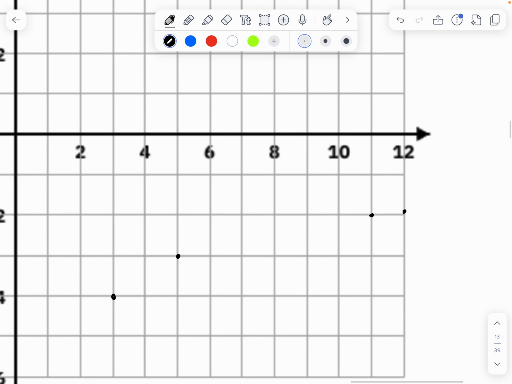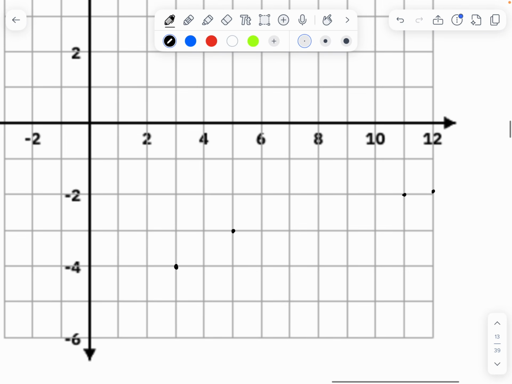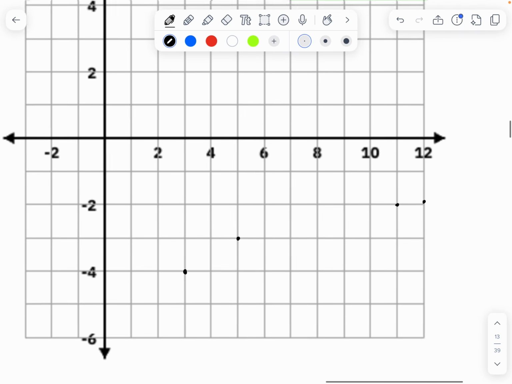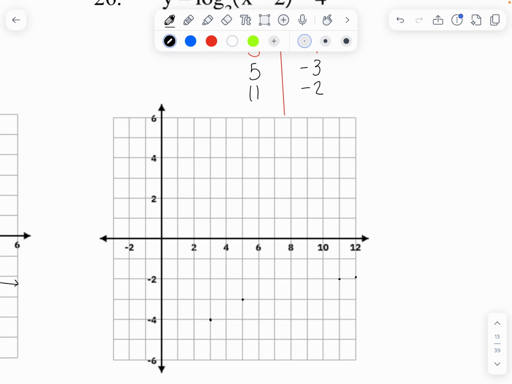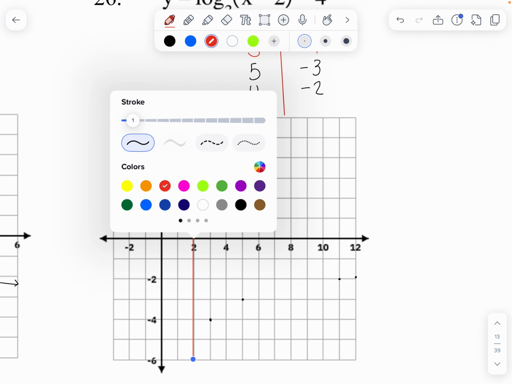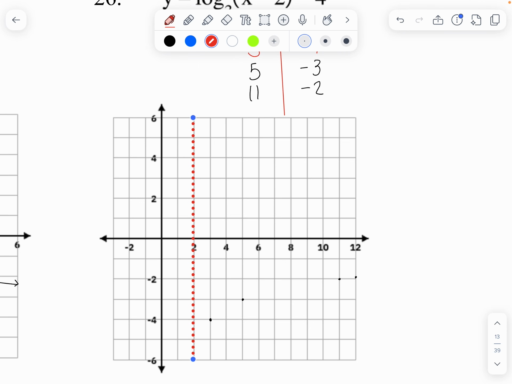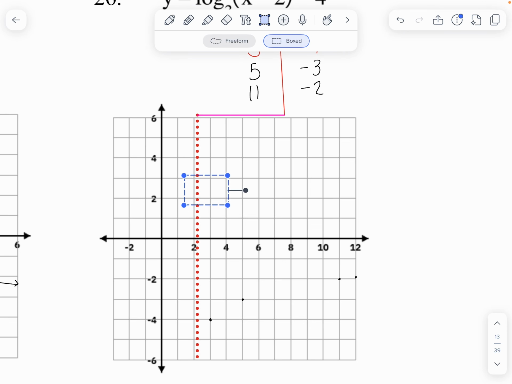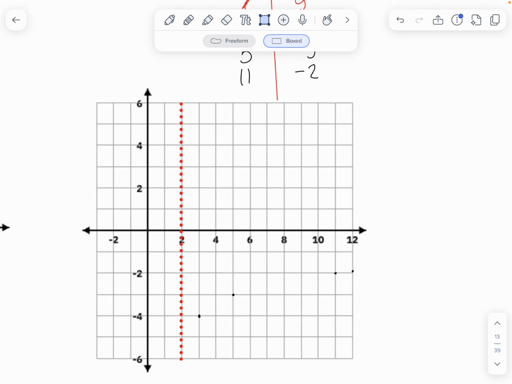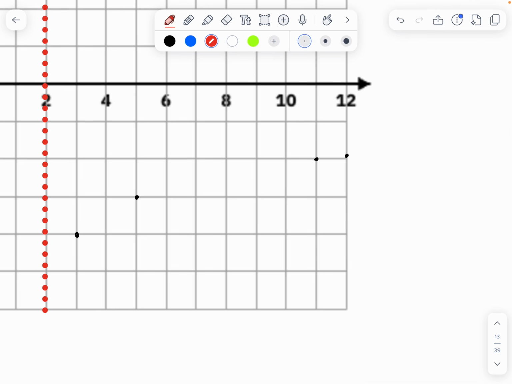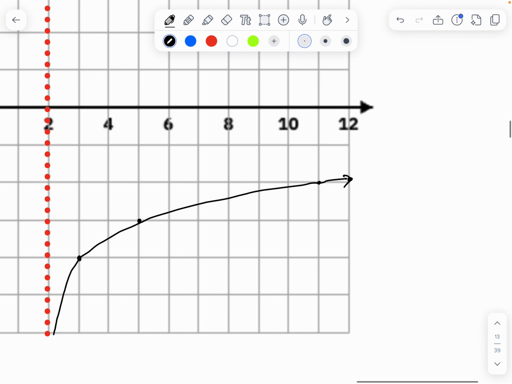And now it's crucial for us to find the asymptote. Since this was the first point that appeared, our asymptote would be laid down like this. And now we connect it like this. And that is our logarithmic function.